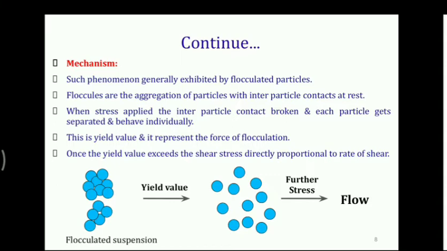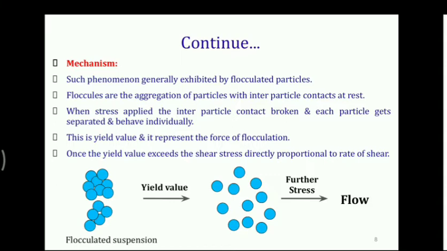We already discussed that the magnitude of the van der Waals forces is very weak, and if you apply a slight amount of force, it is sufficient to break the interparticular contact. So above the yield value, you can see that the interparticular contact is broken, and now each and every particle is completely separated. This is the yield value, and it is represented by the force of flocculation.